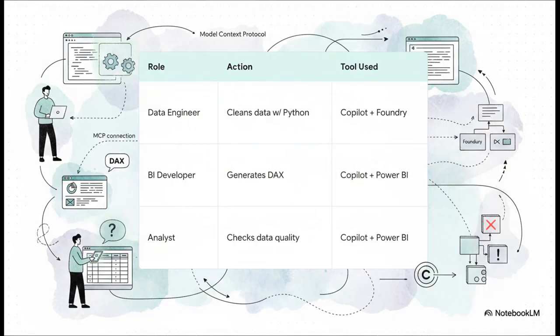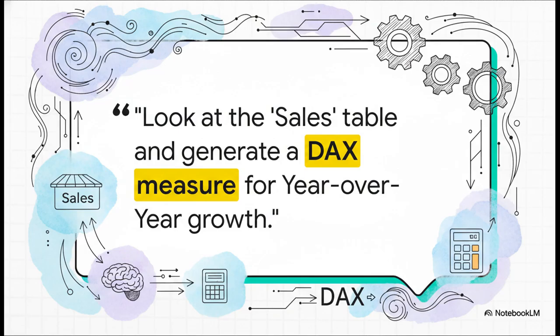And here is where the magic really happens, because this isn't just for one type of user. A data engineer can now use Copilot and Foundry to write Python scripts for data cleaning, but with an auto-completion that's truly intelligent about the data. Then, a BI developer can just ask Copilot to generate complex DAX measures based on that data. Even an analyst can chime in and ask about data quality, and Copilot can literally read the model, spot an issue like a disconnected table, and flag it immediately. Just picture this for a second. A BI developer, instead of manually writing out all that complex logic, can now just type in plain English: Hey, look at the sales table and generate a DAX measure for year-over-year growth. That's not just a nice to have, it's a massive productivity boost.